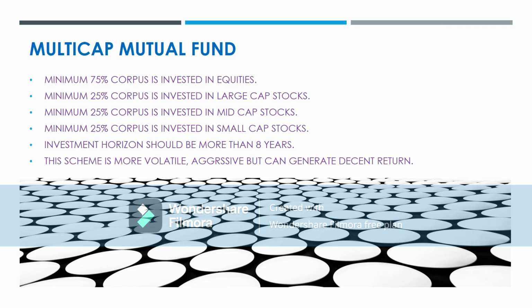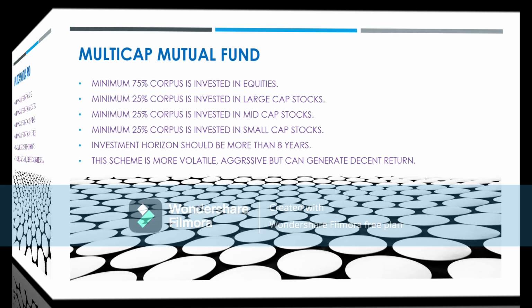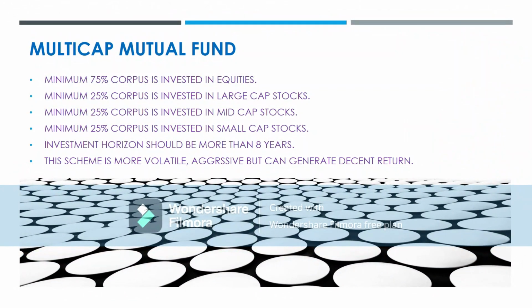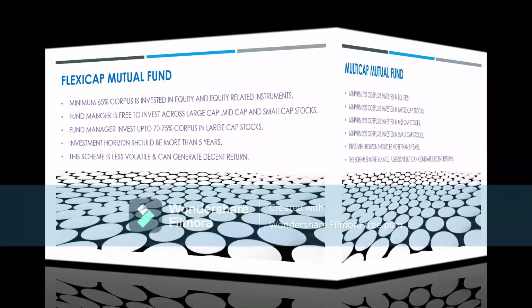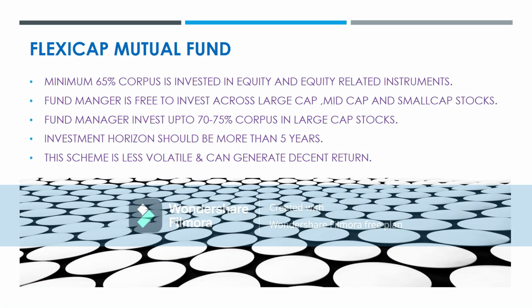This category is more volatile and aggressive due to 25% allocation in mid cap stocks and 25% allocation in small cap stocks. This category of mutual fund is capable of generating good returns and is suitable for those investors who need good returns and have a long investment horizon.